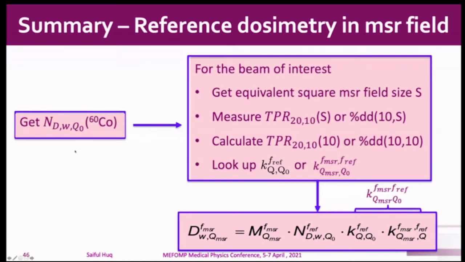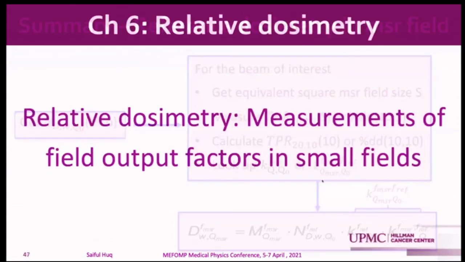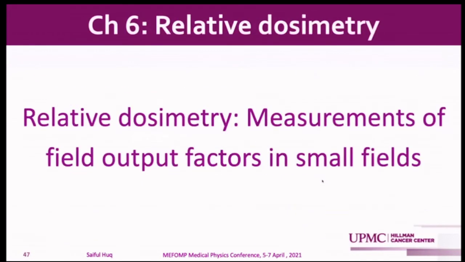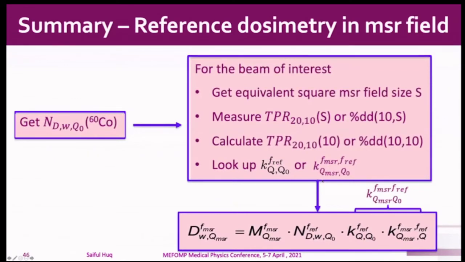So to summarize, for the reference dosimetry measurements in an MSR field, what you have to do is: you get your N_D,w,Q0 for your ionization chamber, get your equivalent square MSR field by looking at the code of practice, measure your TPR 20/10 in the MSR field, if you are using that as your beam quality specifier, and then you calculate this hypothetical beam quality TPR 20/10. Then you look up the values of the beam quality correction factors, given as a function of this beam quality.